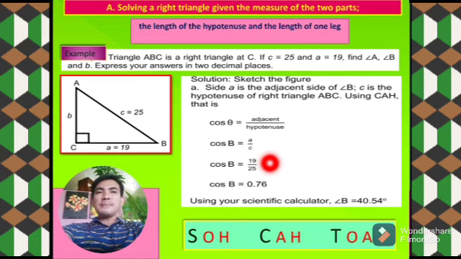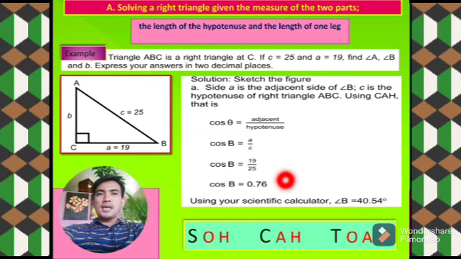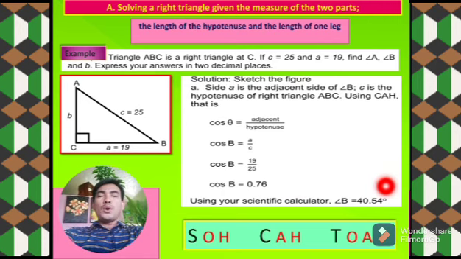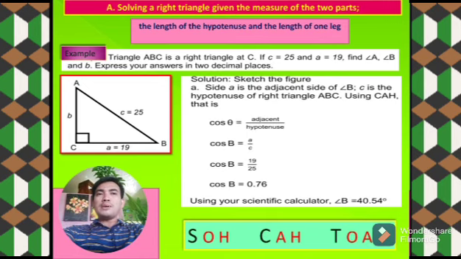As we simplify, that would be 0.76. And of course, using your scientific calculator, you would have inverse cosine to find the measure of angle B, you would have 40.54 degrees. So that is going to be the measure of angle B.